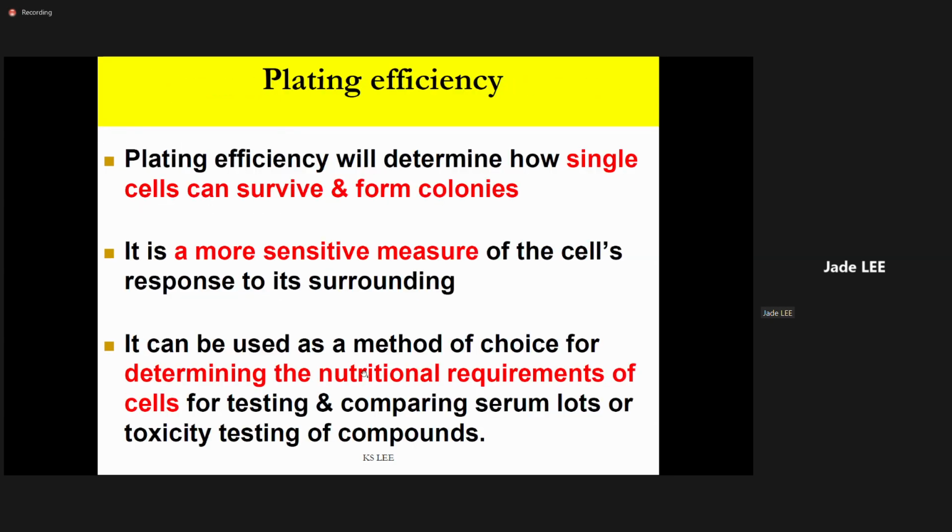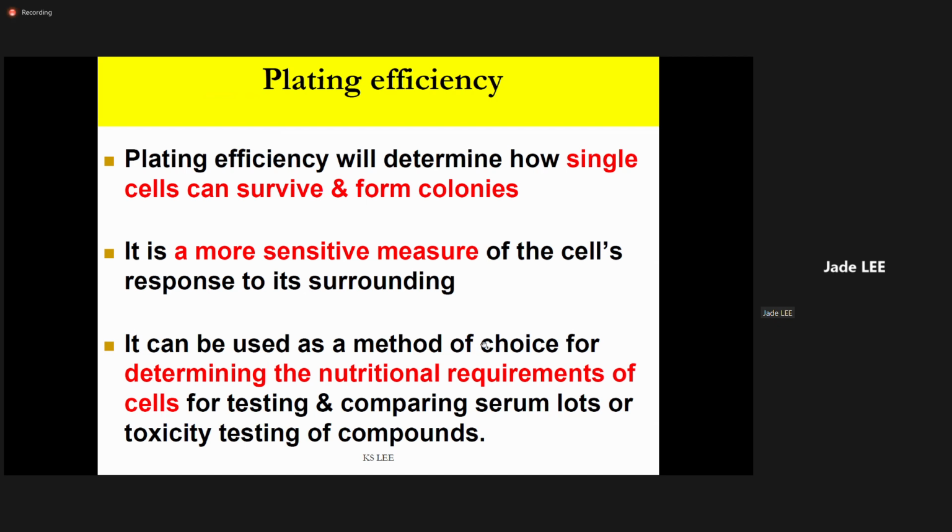Right. So, what is the plating efficiency? Basically, it determines how a single cell can survive and form a colony. It is a more sensitive measure of the cell's response to its surroundings, and it can also be used as a method of choice for determining the nutritional requirements of the cell, for testing and comparing serum lots, or for toxicity testing of compounds.